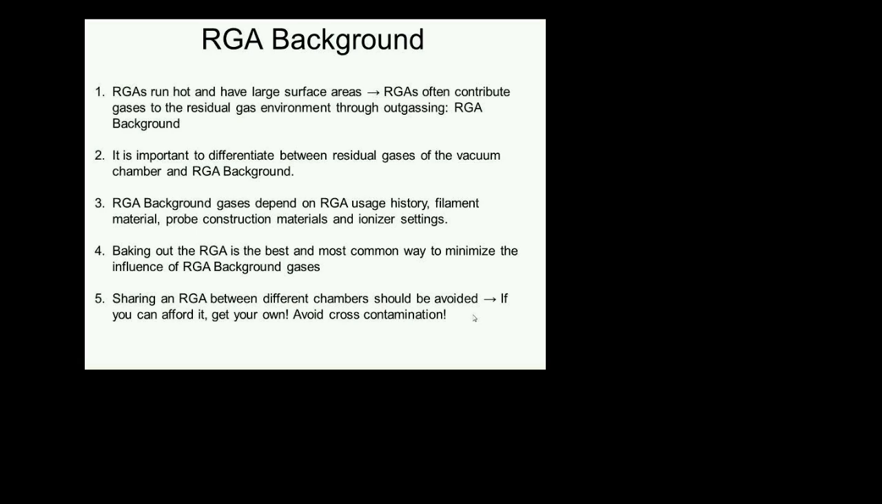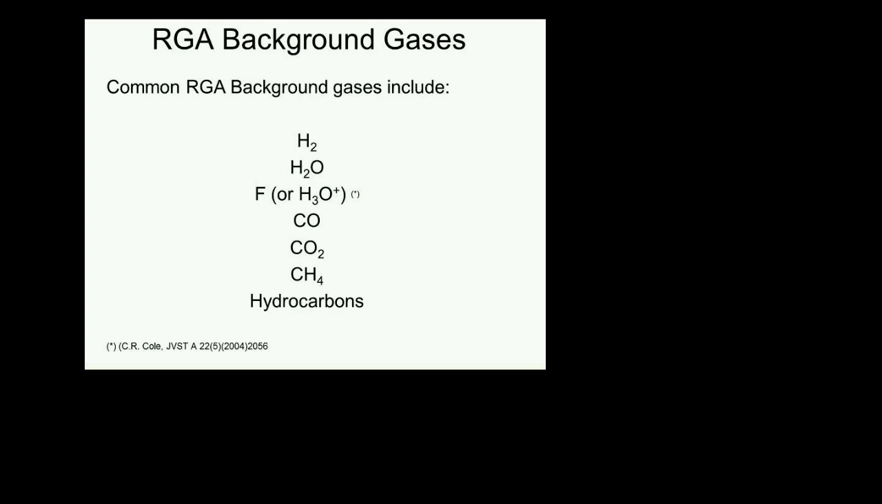Because where the RGA has been will have a lot to do with what you see coming into your vacuum chamber as background gases when you turn it on, okay? So, what are common background gases in an RGA? If there is anything that you need to know about RGA analysis, it is this list. The most common RGA background gases that you're going to find in just about every scan are hydrogen, water, fluorine, carbon monoxide, carbon dioxide, methane, and a soup of hydrocarbons.